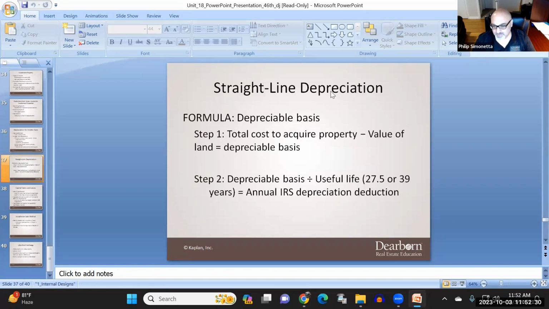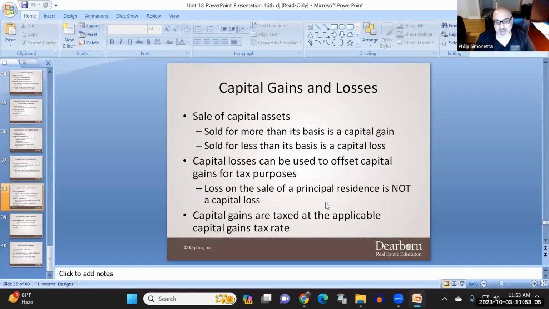So let's look at the formula. You take the total cost to acquire the property, subtract the value of the land, and that gives you your depreciable basis. That depreciable basis is divided by the useful life: 27 and a half if it's residential, 39 years if it's industrial or commercial. The annual IRS depreciation deduction is what that equals. So you could take that much money off your taxable income every year.